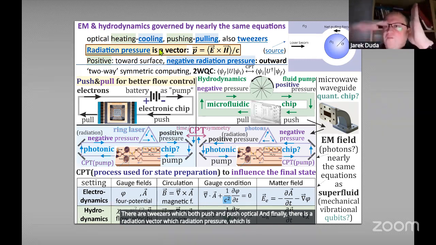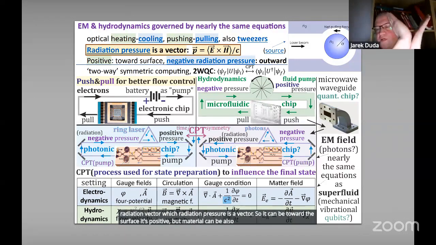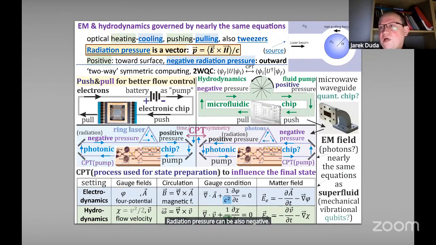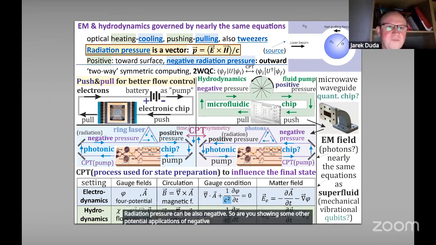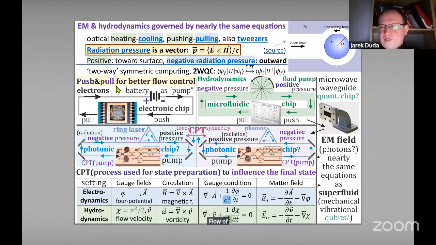So it can be toward a surface, it's positive, but in theory, it can also be outward from a surface. So radiation pressure can also be negative. I will show some other potential applications of negative radiation pressure. Not just pulling, but many other interesting applications. So let's think about these simple situations where we can control the flow of information from both directions. So we have this two-way control of the process.